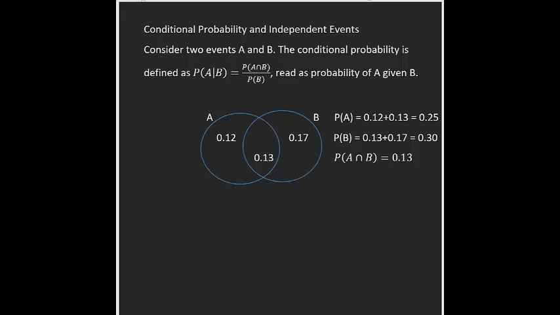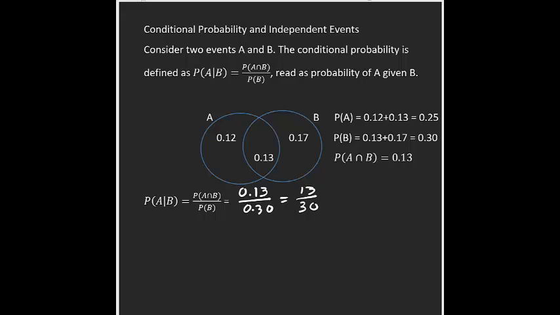Now we can easily find probability A given B and probability B given A. Let's try both of these. As you see, probability A given B is probability A intersection B over probability B. So A intersection B is 0.13 and probability B is 0.30. We get 13 over 30. So that's the probability of A given B.